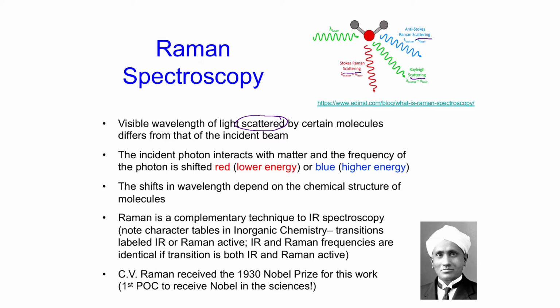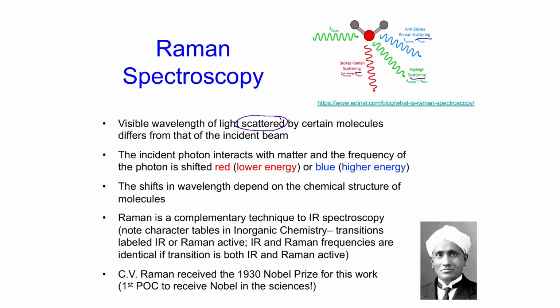When you hopefully go on to take inorganic chemistry, you'll notice when you talk about your character tables in there, you'll see labels like IR and Raman active. It turns out that your IR and Raman frequencies that you detect will be identical if you have a vibrational transition that is both IR and Raman active.